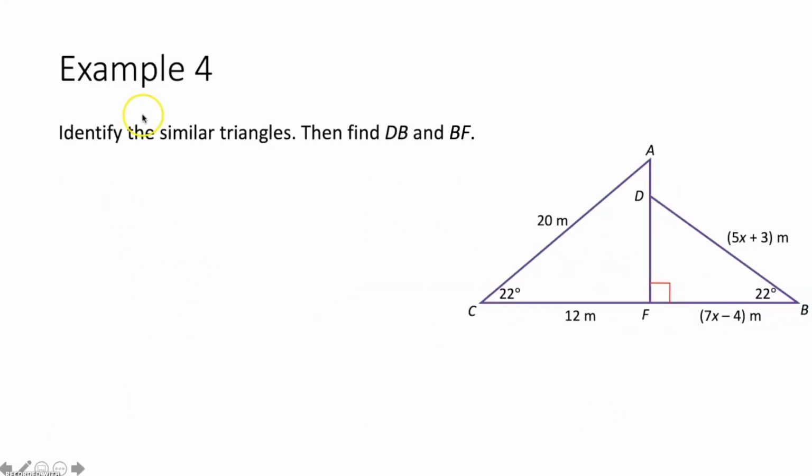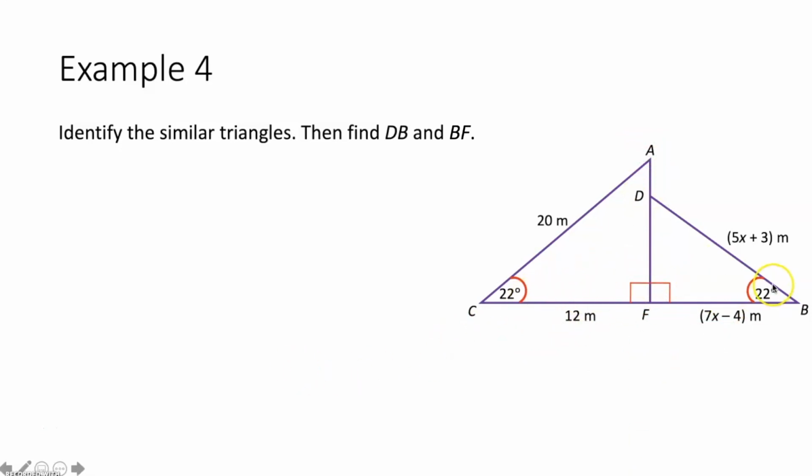Now, example 4 says identify these similar triangles, then find the measure of segment DB and the measure of segment BF. We know that these two triangles are similar because angle C over here corresponds with angle B over here. They have the exact same measures, therefore they are congruent to one another. We also know that segment AF right here is perpendicular to segment CB down here, meaning that both of these angles right here, angle DFB and angle AFC, are both right angles, meaning they're both 90 degrees. Therefore, they are congruent to one another.